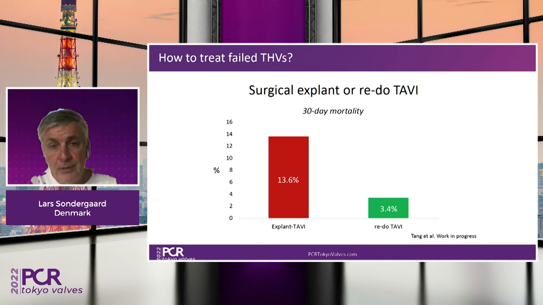The other option is, of course, to put a second transcatheter valve into the first one, which has failed. You see here, it's also at quite high risk. The 30 days mortality is 3.4%, which is a very high number nowadays, where everyone is running a TAVI program, where I think most sites will have a 30 days mortality around 1%. So it certainly has some issues as well.